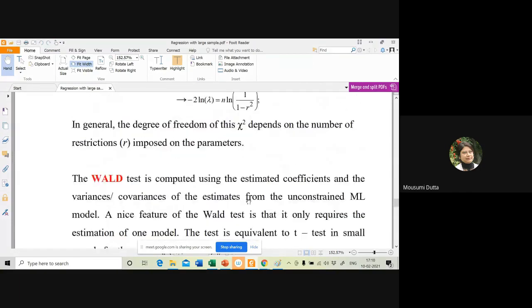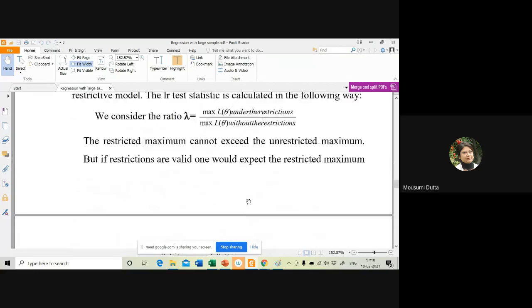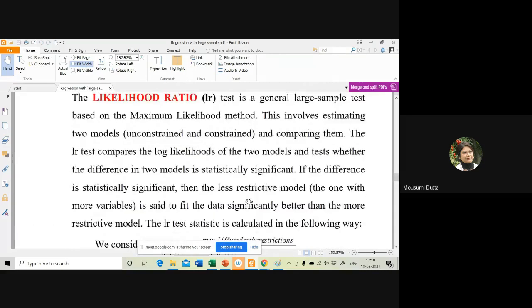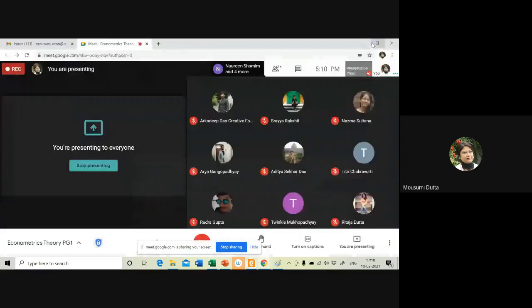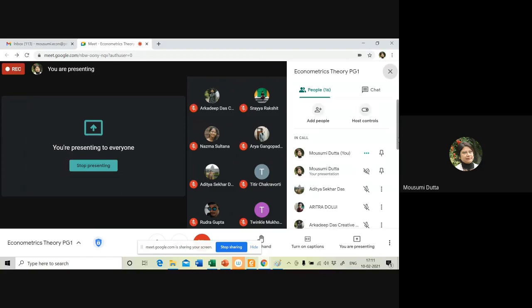If anyone has any query regarding any step or has some problem understanding these tests, I can answer your query. Anyone, any question? First of all, has anyone checked this? Ujan? Yes, ma'am. Or Kudeep, did you check? Okay. Yes.